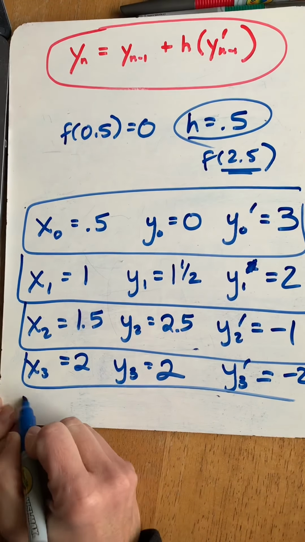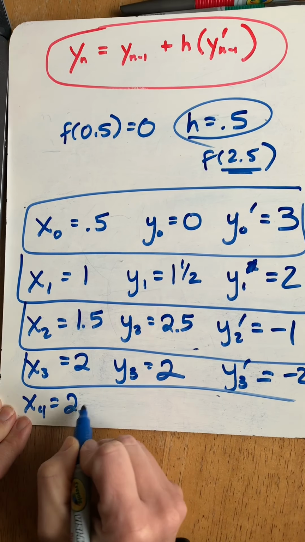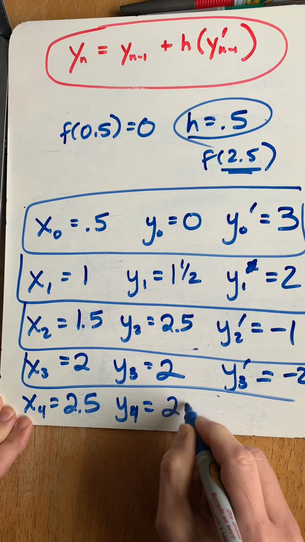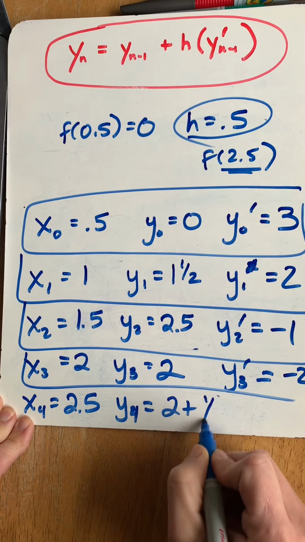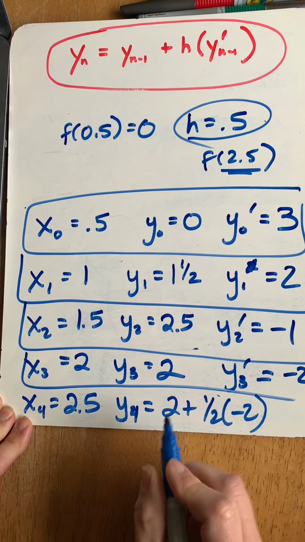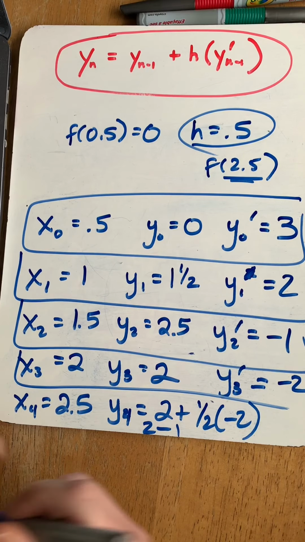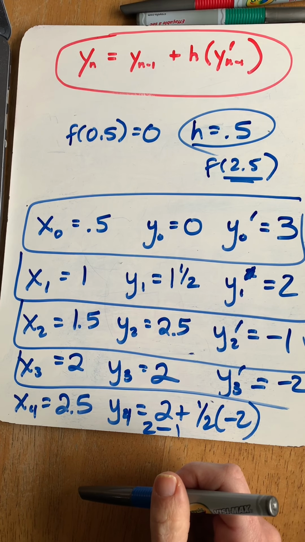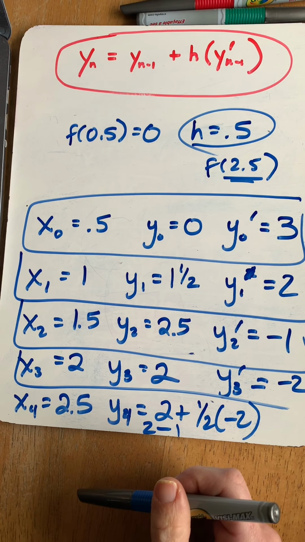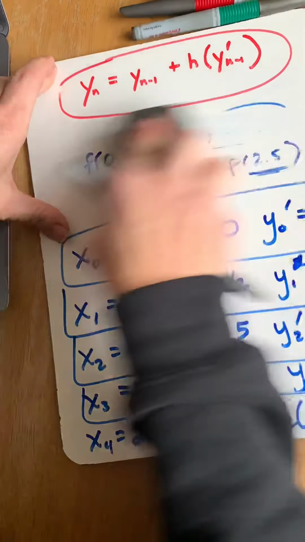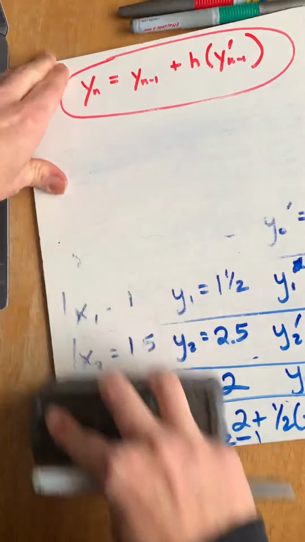Last step, x is 2.5. Y is the y that came before plus 1/2 times the derivative that came before. So 2 minus 1 is 1. For the love of God, be correct. Yay. My dog. Okay, number 3.